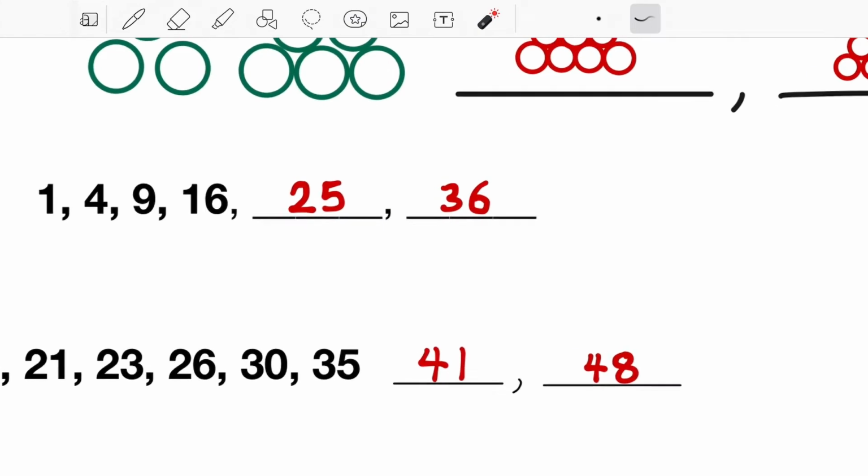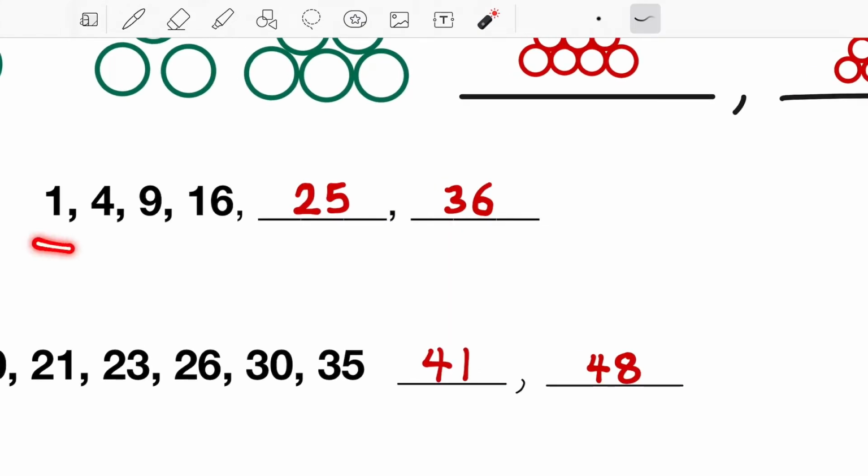B. These numbers are squared numbers. 1 squared is 1. 2 squared, which is 2 times 2, is 4. 3 squared is 9. 4 squared, 16. 5 squared, 25. And 6 squared, 36.